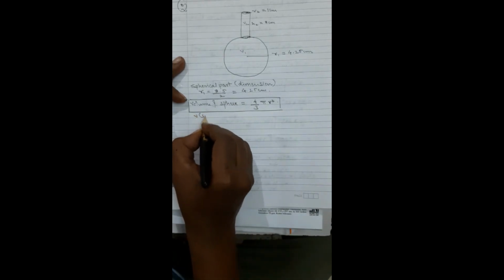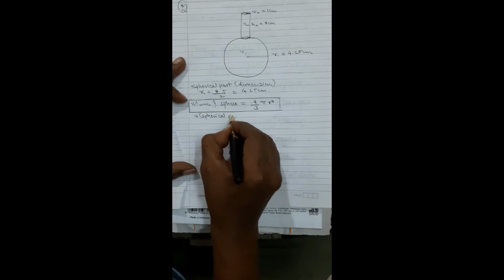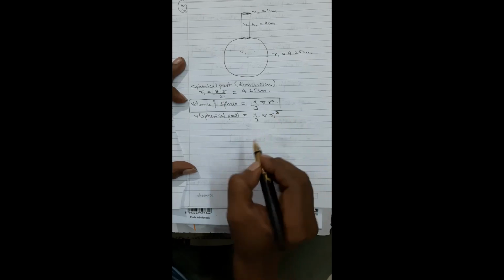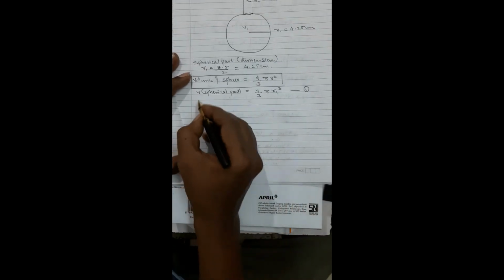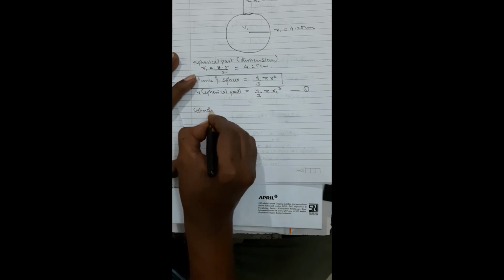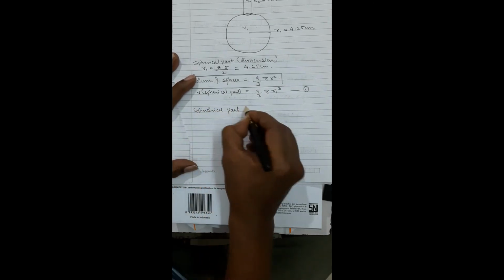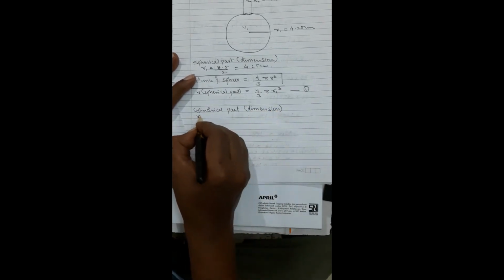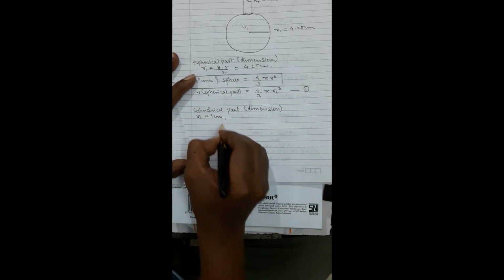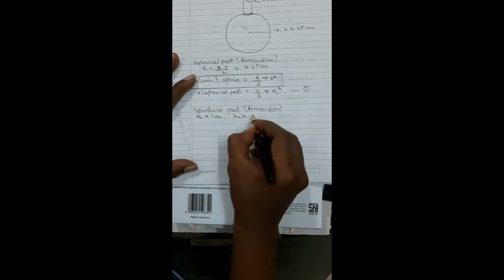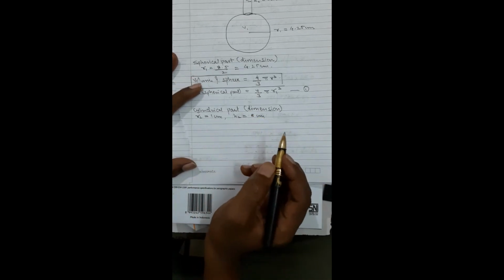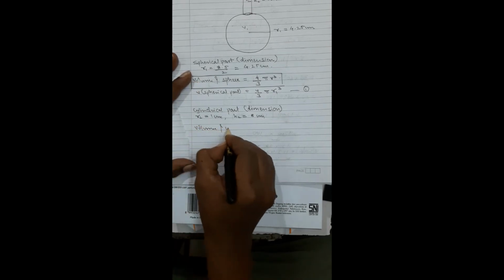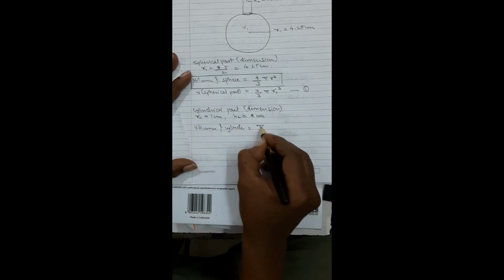So volume of spherical part is 4 upon 3 pi R1 cube. This is 1. Now the cylindrical part. What is the dimension? Cylindrical part, R2 is going to be equal to 1 centimeter, H2 is equal to 8 centimeter. 2 upon 2, 1 centimeter you can write over there. Now you can write the volume of the cylinder by formula, pi r square h.